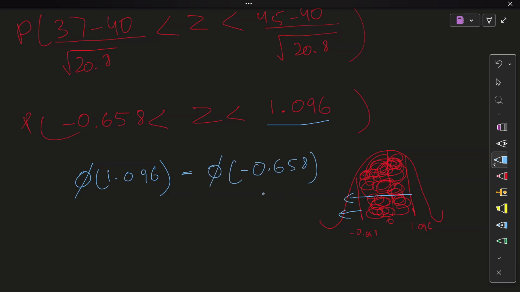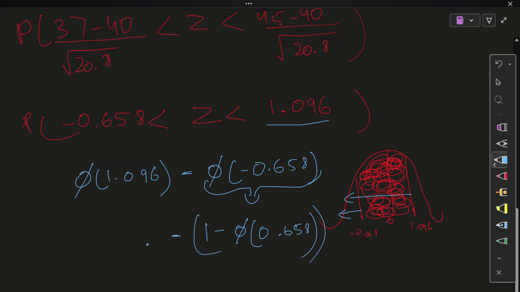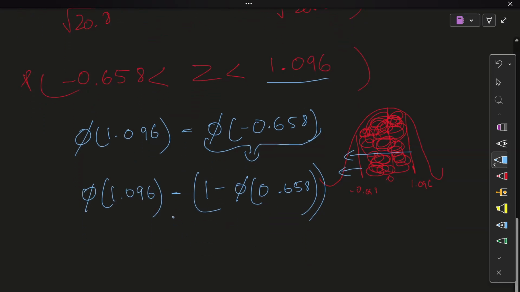Firstly, we know this value I cannot find directly, right? But I know that due to symmetry, this value will be equal to 1 minus phi of the positive value of the same thing, so 0.658. And subtract it there, the bracket is going to remain, and phi of 1.096. There we go. If we open the brackets, our final equation is going to be phi of 1.096 minus, minus plus, so there you go, phi of 0.658 and then minus 1.